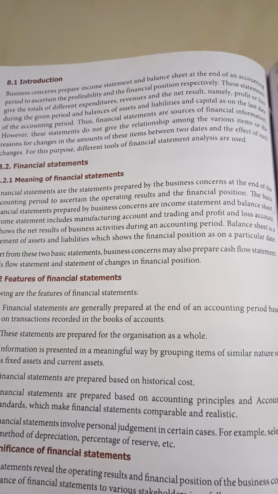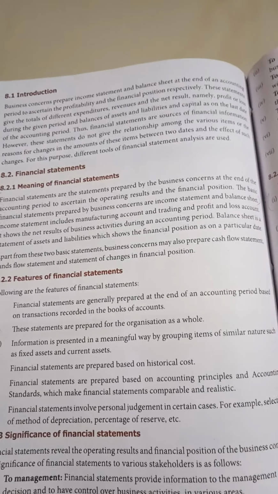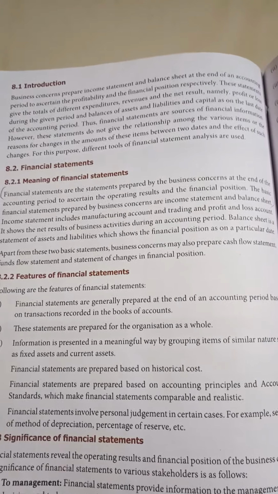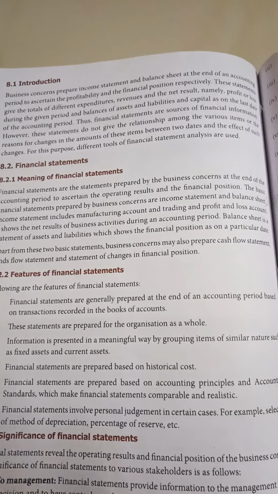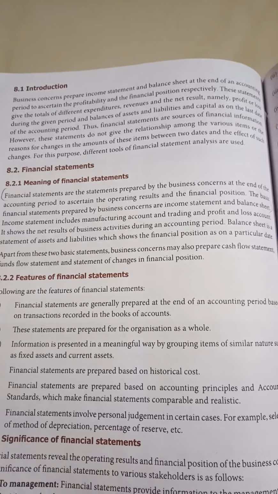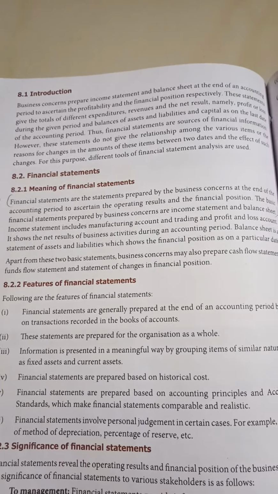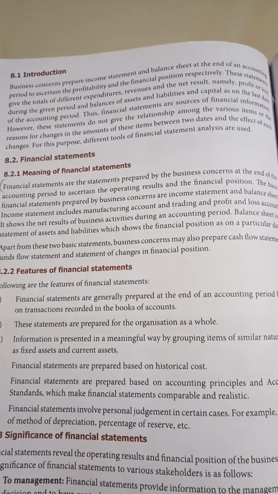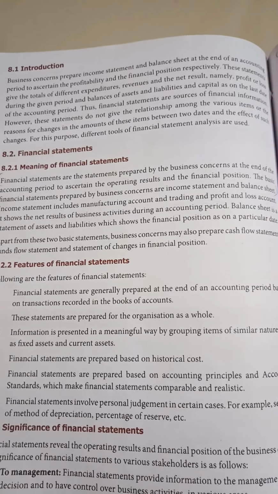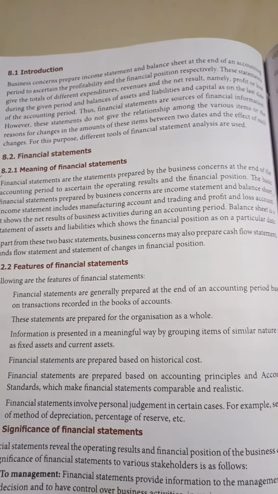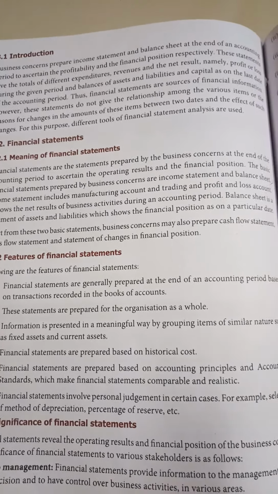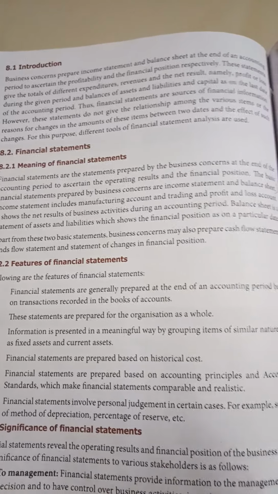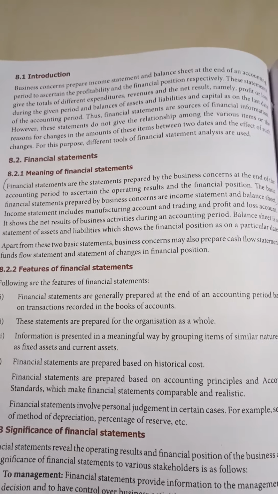So first, normally any organization will first prepare the manufacturing account and then trading, then move on to the profit and loss account. Okay, why is this income statement being prepared? Income statement is being prepared for finding out the net profit or net results of the business organization. Net result can be net profit or net loss. Okay, that is called the income statement.